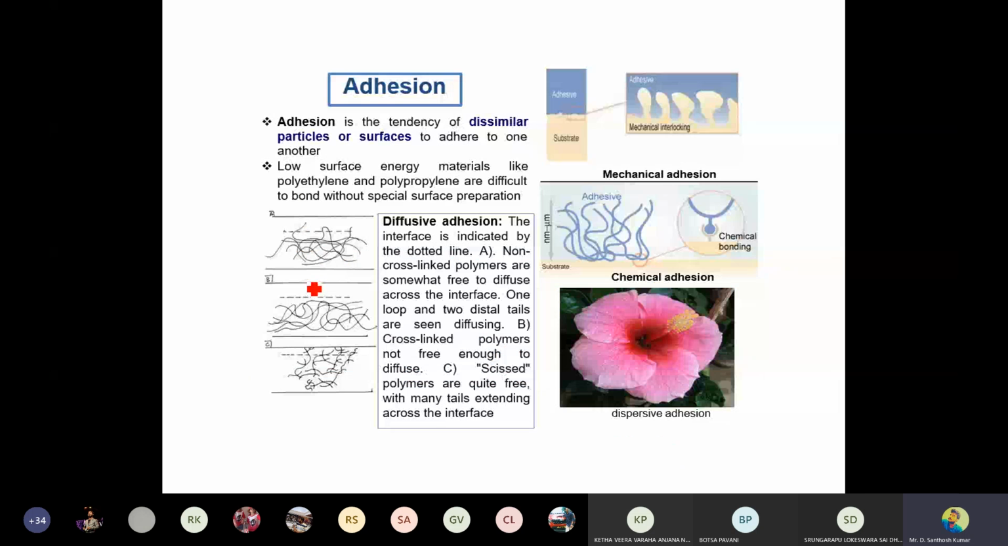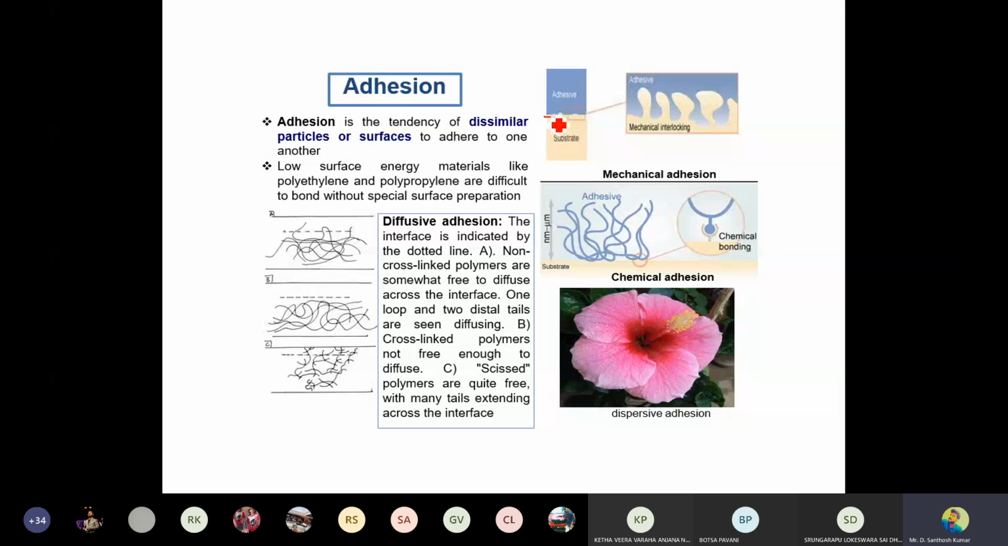Okay. So see, there is the adhesion component. Say we want to know about that. What is adhesion and what is cohesion? In adhesion, there is a tendency of dissimilar particles or surfaces to adhere to each other. So you can see there is one component, and there is another component. Substrate is a different material, and your deposition material is different. When there is contact between them, that is called adhesion.